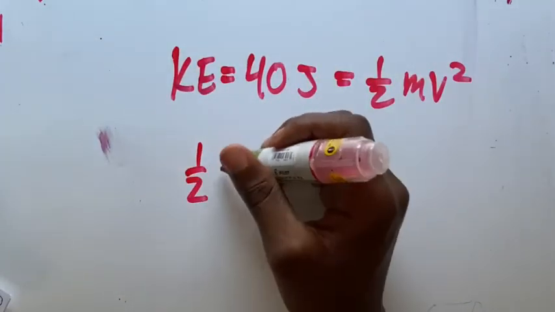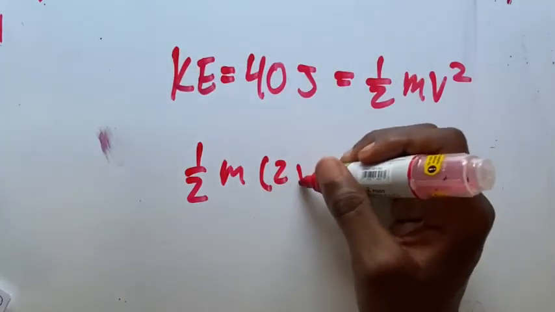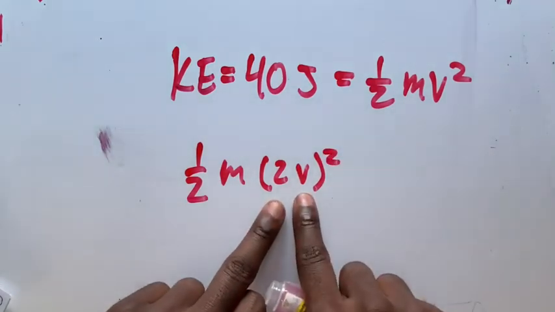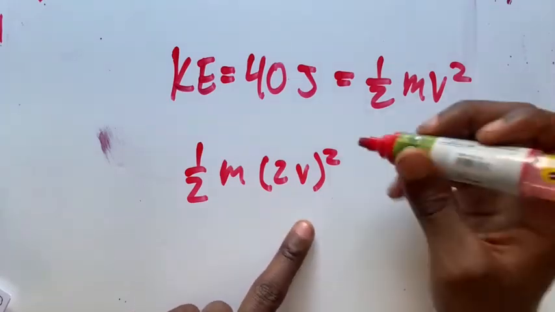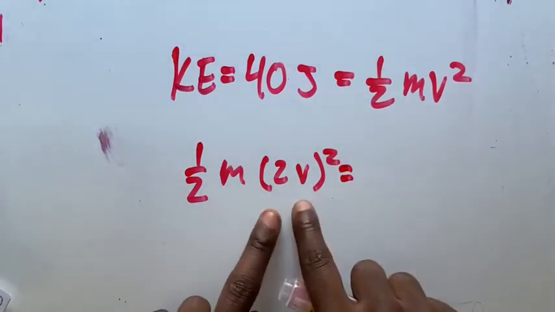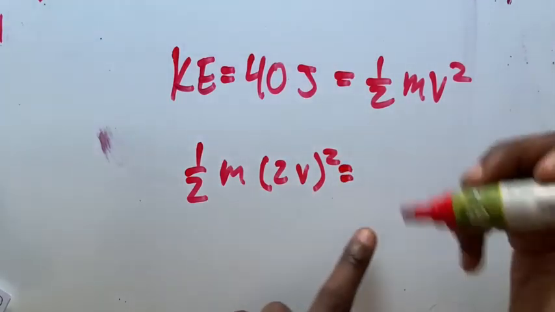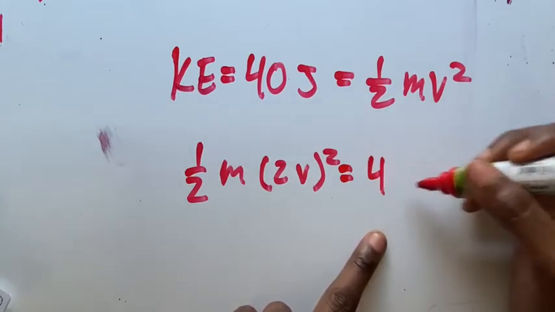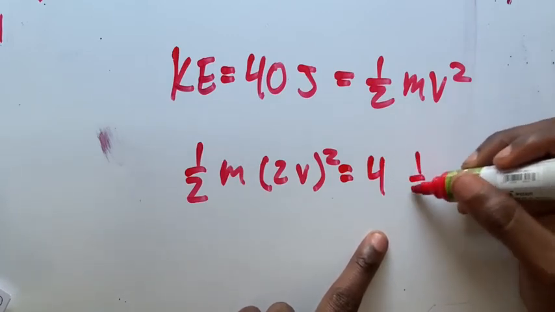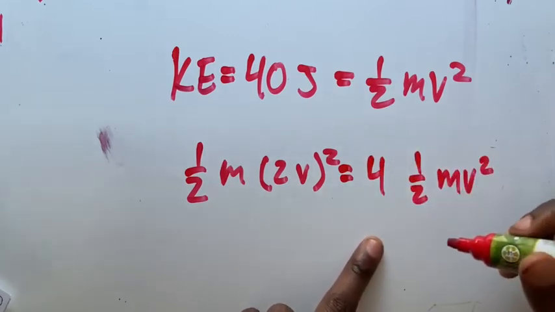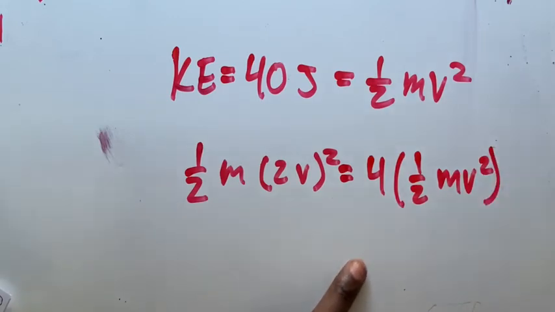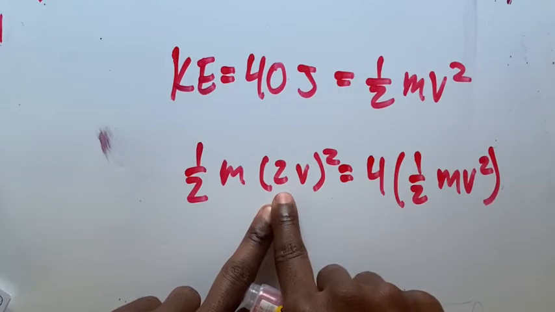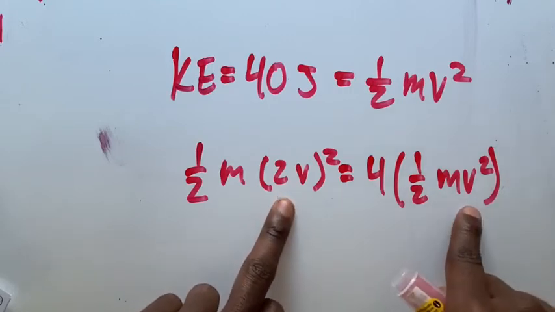So we have 1/2 m (2v) squared, right? Because we doubled the speed. So now we have to square both of those. That becomes 4, and v squared. So now I'm bringing the 4 right here to the front: 4 times 1/2 mv squared. This 4 basically came from squaring that 2, right? And then there's the v squared over there.